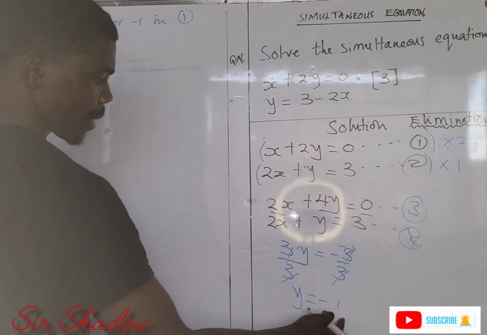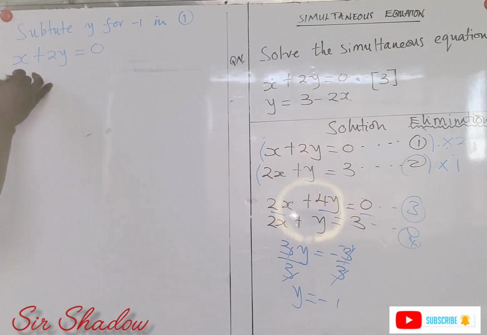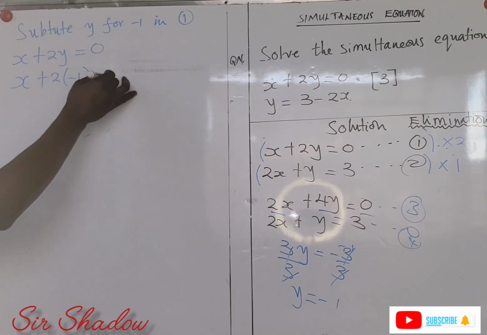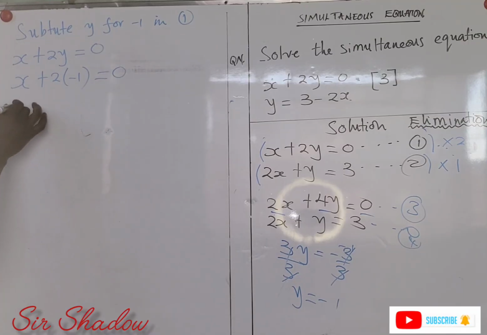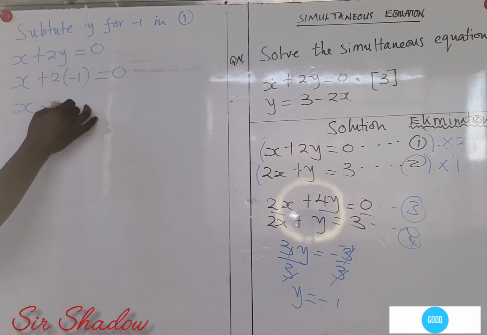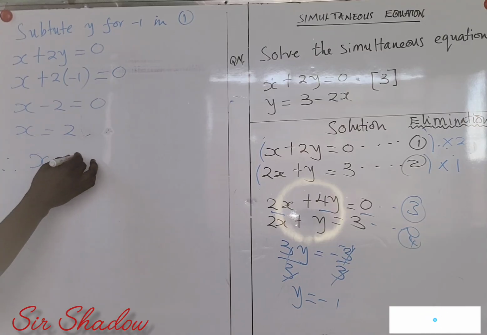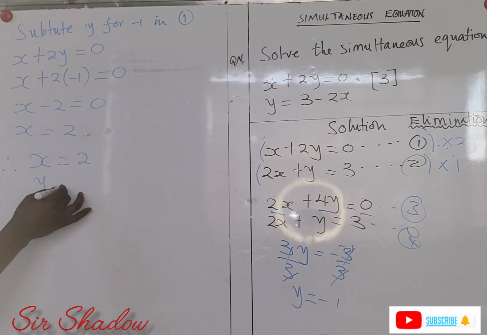But remember, my y is minus 1. It means just substitute: x plus 2 times minus 1 is equal to 0. This gives us x minus 2 is equal to 0. Therefore, x is equal to 2. Y is equal to minus 1.